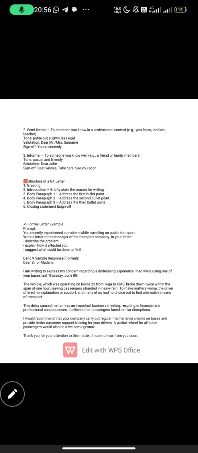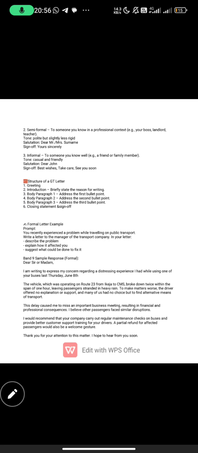That's for the semi-formal letter. Now for the informal letter, you're writing to someone you know very well. It could be your friend or your family member. Your tone is casual and friendly. We're going to write one informal letter tonight. Your salutation is dear Rose, dear Mary, dear John, or hi Cindy, like that. Then your sign off is best wishes, then you put your name. Take care, Tommy Emmanuel, like that. See you soon, Tommy Emmanuel, like that. Do you grab? So that's how you do it.